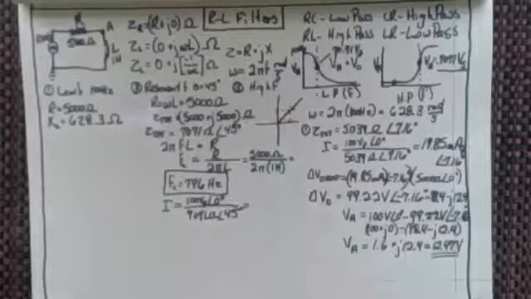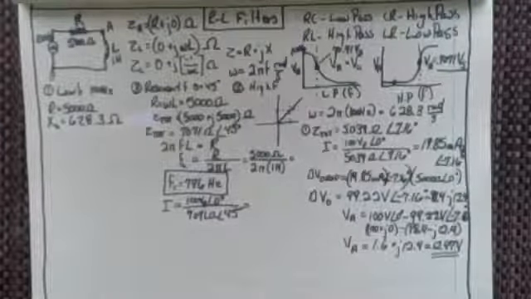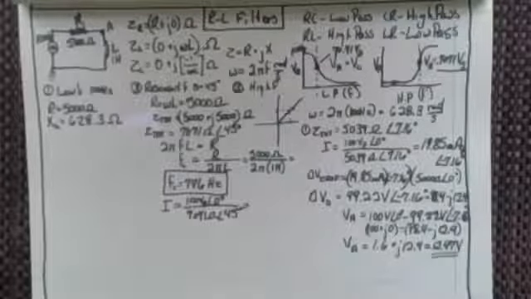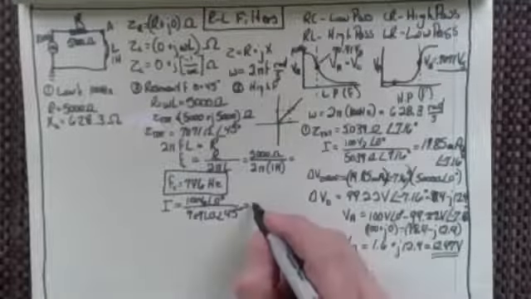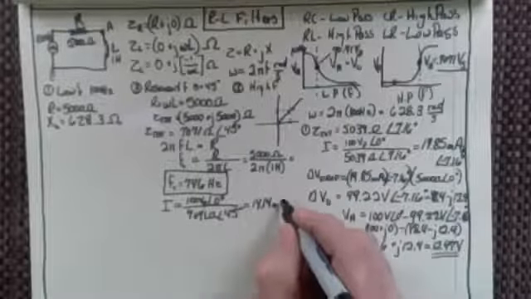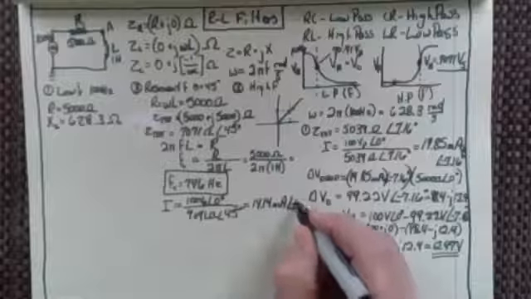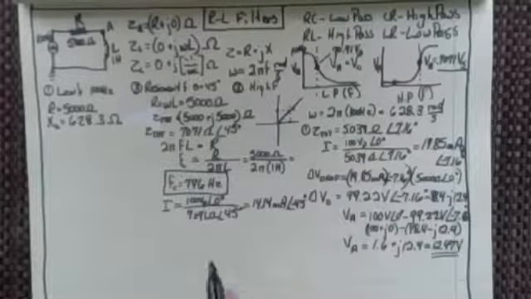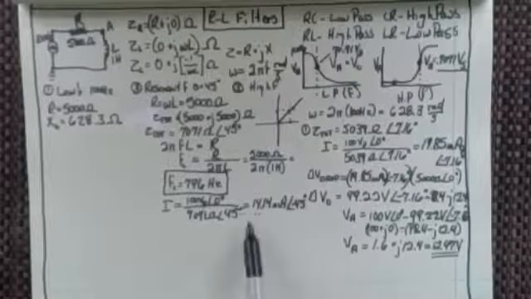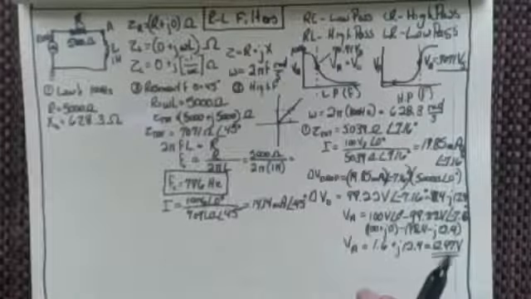But what is 100 volts divided by 7,071 ohms? That's going to be 14.14. Let's just write that down. 14.14 milliamps. And again, that'll be at minus 45 degrees, because 0 minus 45 gives me minus 45 degrees. So that's what my current is going to be.